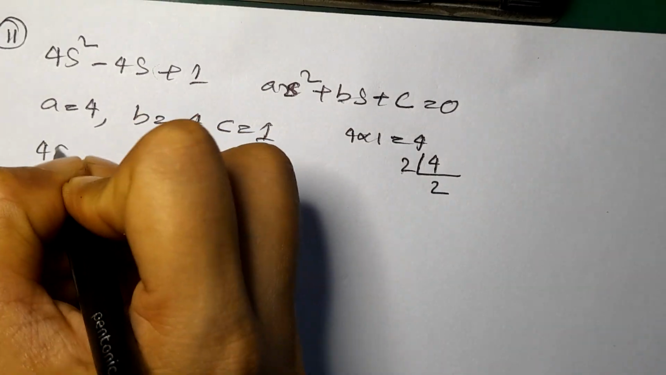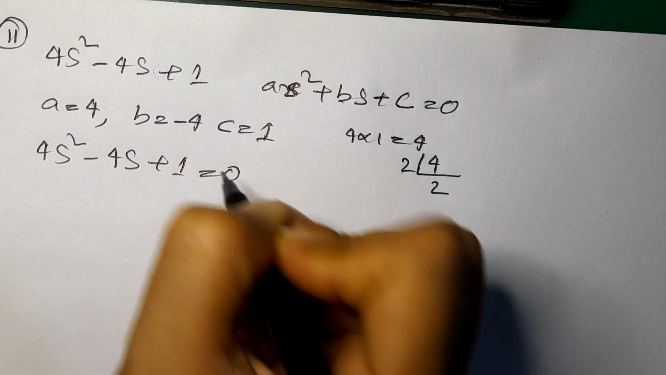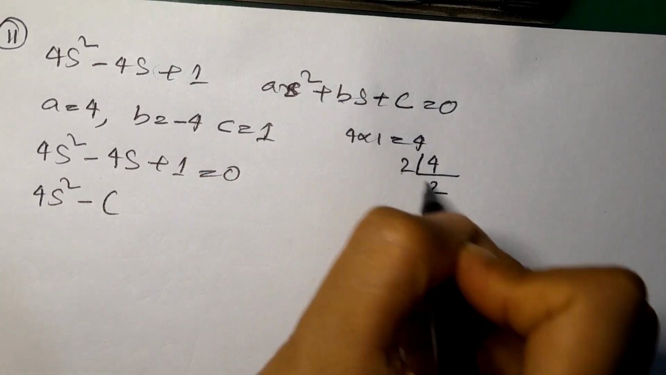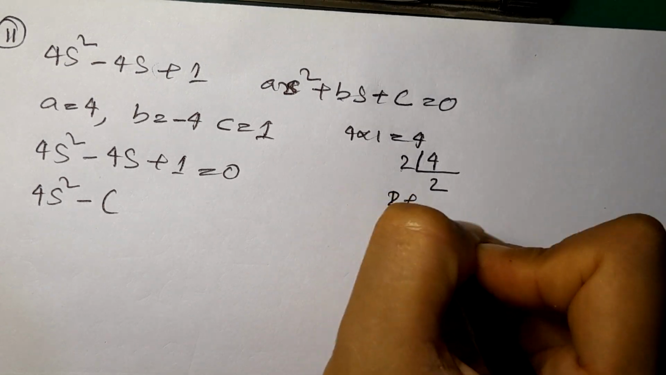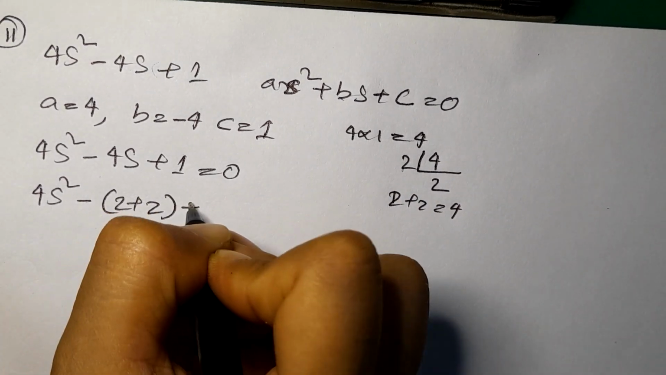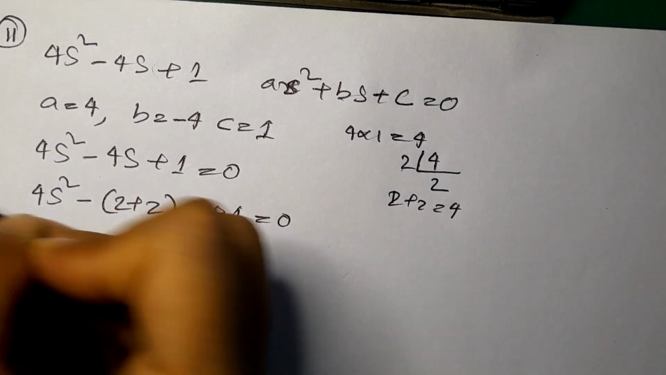Now 4s square minus 4s plus 1 equal to 0. So 4s square minus 2 plus 2, 4, 2 plus 2 equal to 4. So 2 plus 2 plus, so s plus 1 equal to 0.